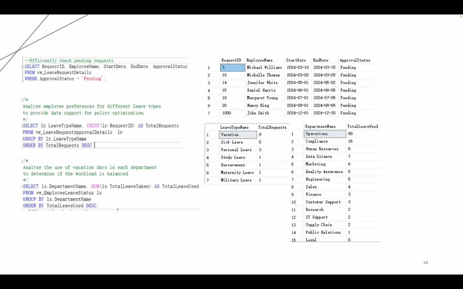So in summary, these views and analyses demonstrate the flexibility and functionality of our database system. Our database system provides actionable insights and empowers smarter decisions and more efficient resource management. I'm done with my part. Let me hand it over to my friend now.